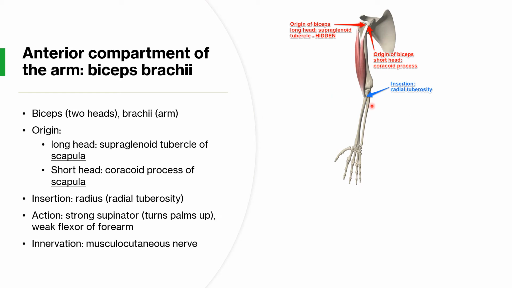They insert on the radius. And it's actually a very strong supinator. So it turns the palms up. Palm anterior, supination. Palm posterior, pronation. Just in case you weren't sure what supination and pronation mean. The biceps brachii is actually a weak flexor of the forearm. It's a more powerful flexor when the hand is pointing upward, when the hand is in a supinated position. And as you already guessed, it's innervated by the musculocutaneous nerve because all muscles of the anterior compartment are innervated by the musculocutaneous nerve.